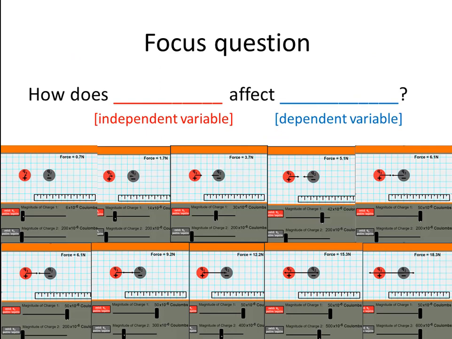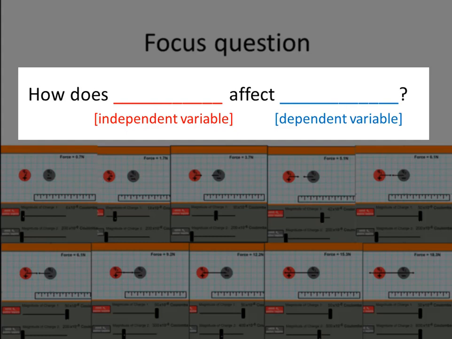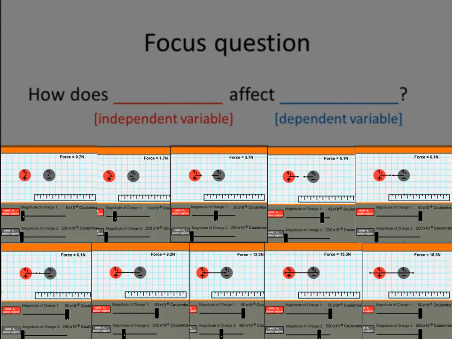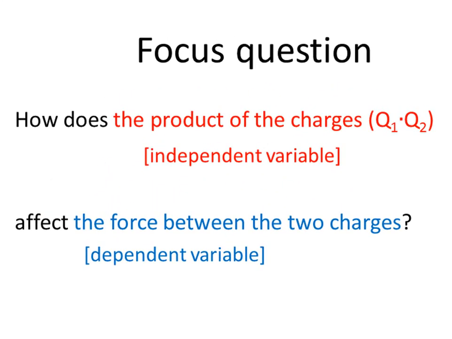So now we want to bring both of those pieces of data together so that we can say one thing about the effect of charge on force. So what do you think our focus question is going to be if we're going to pool the data from the previous two investigations together? How does the product of the charges affect the force between the two charges? In other words, how does Q1 multiplied by Q2 affect what force exists between the charges? The magnitude of the force, of course.